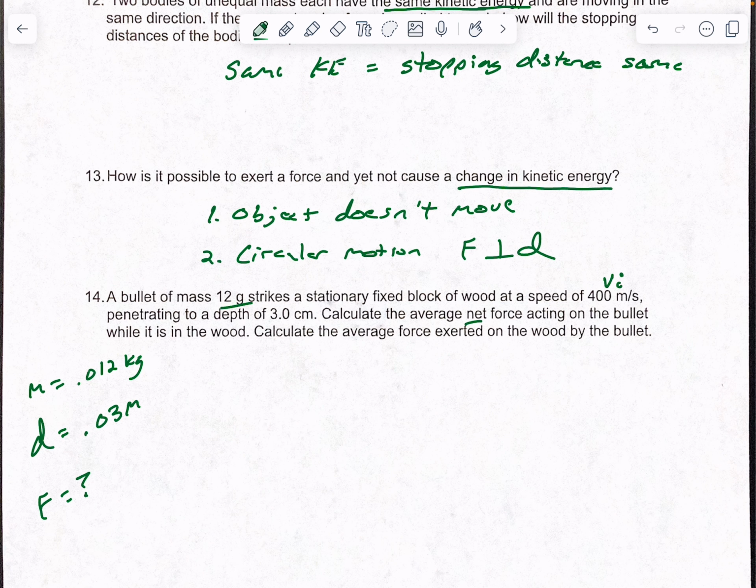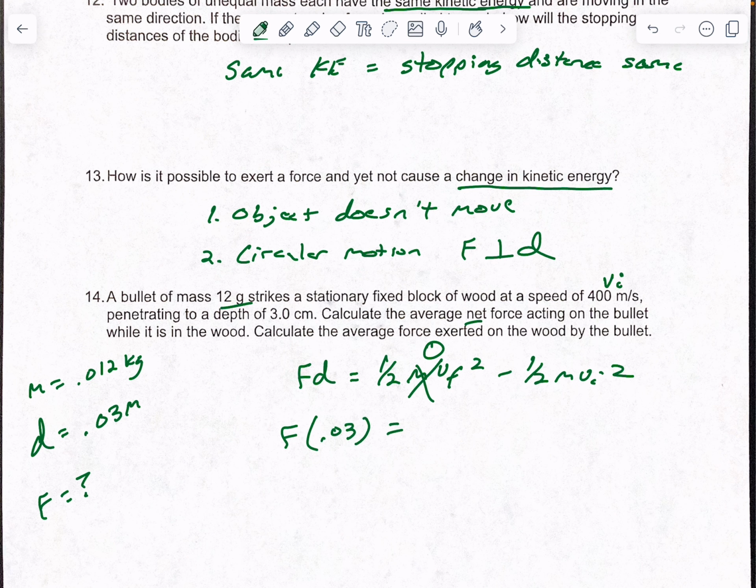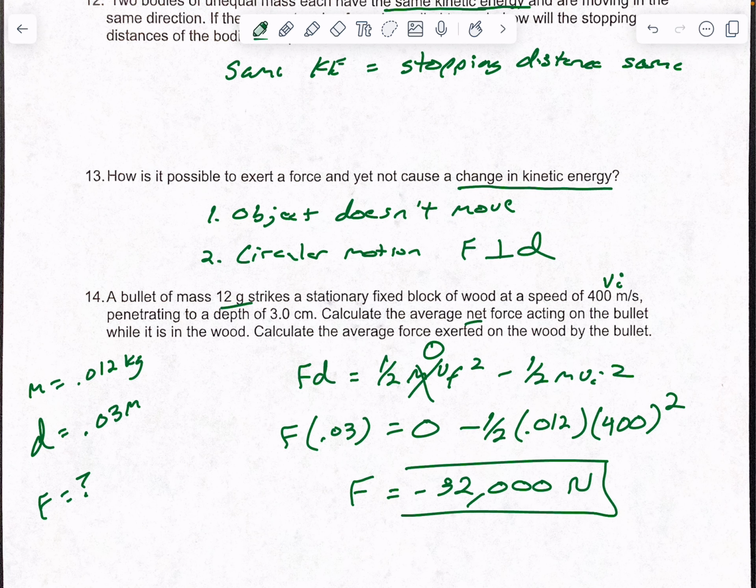Calculate the average force exerted on the wood by the bullet. Basically we're just looking for the stopping force of that wood. Remember we said F times D equals 1/2 mv final squared minus 1/2 mv initial squared. If it comes to a stop, the final kinetic energy is 0. Your force we don't know. Distance is 0.03 equals 0 minus 1/2 your mass, which is 0.012, and your VI is 400, squared. If we do our math correctly, you should get a stopping force of negative 32,000 newtons. And that'll end that one.